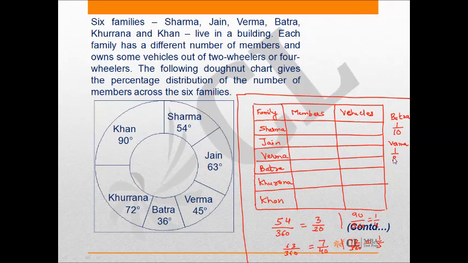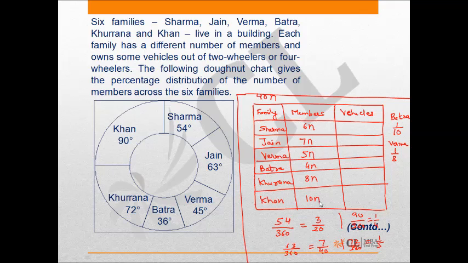Now to simplify, we can assume the total members to be a multiple of 40. So let's say my total members are 40n. This makes our data easy, as now I can calculate the respective members for each family. That is 3 by 20 of 40n, which is 6n for the Sharma family. Similarly, for the Jan family, I'll have 7n. Then Varma, 5n. Batra, 4n. Khurana, 8n. And Khan, 10n.